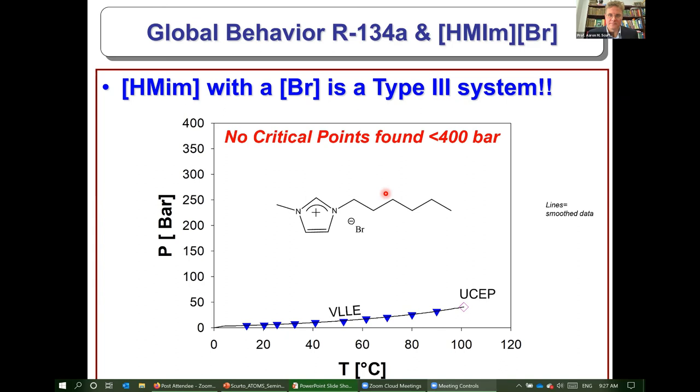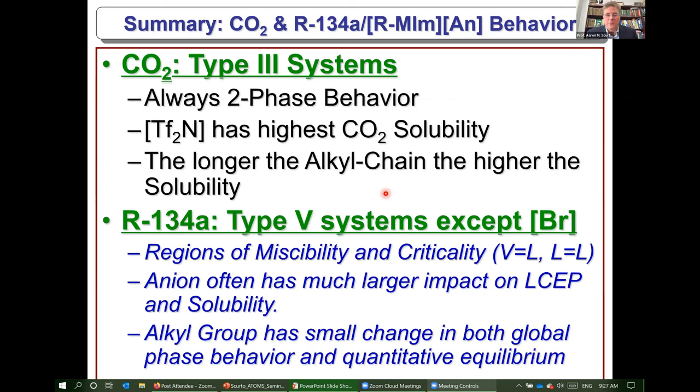So just to summarize this section, CO2 seems to form type 3 systems. There's always going to be two phases formed. TF2N seems to have the highest CO2 solubility. And if we increase the alkyl chain length, we increase the solubility, most likely due to an increase in the free volume of our system.